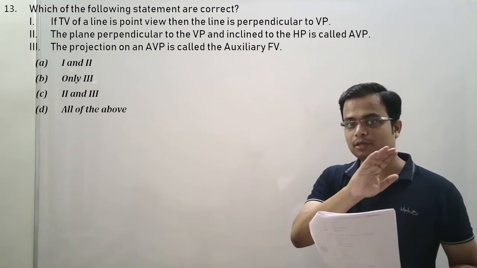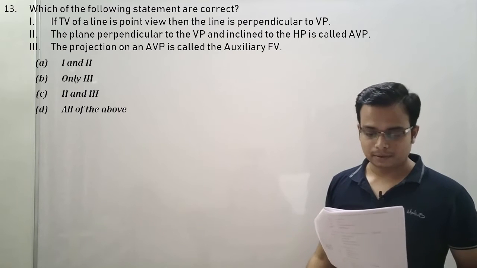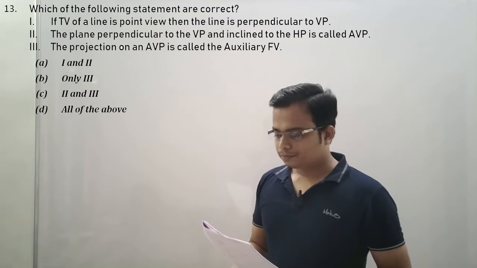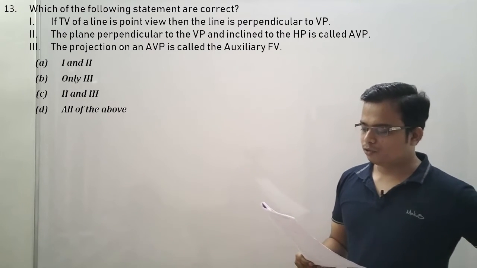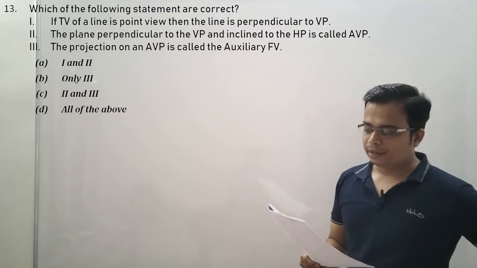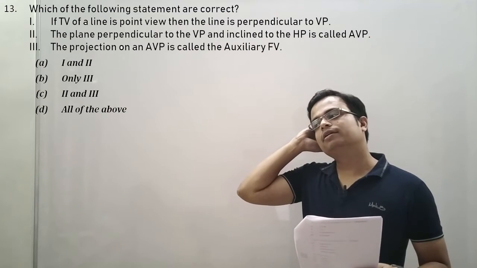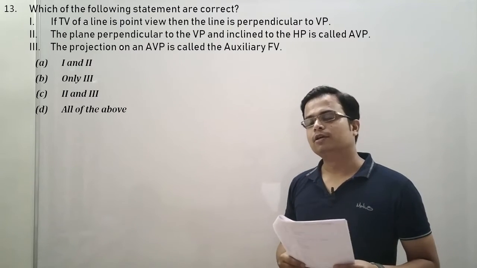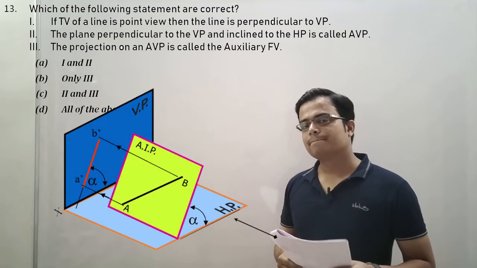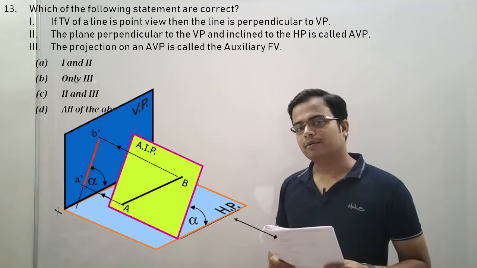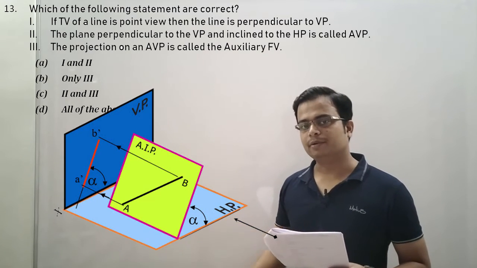So statement 1 is absolutely incorrect. That's gone. Statement 2: the plane perpendicular to VP and inclined to HP is called... Okay, let me educate you on the auxiliary inclined plane and the auxiliary vertical plane. First of all, take a look at this case. This is an auxiliary inclined plane, which is inclined to HP and perpendicular to VP.